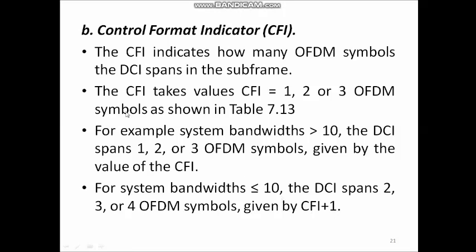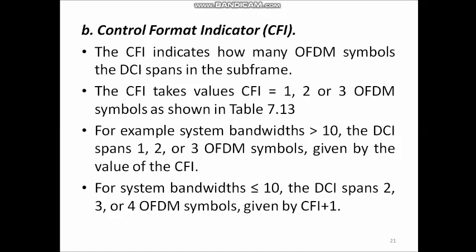Okay, next let us see what are the different modulation schemes and coding methods that are used for CFI, or control format indicator. This CFI indicates how many OFDM symbols the DCI spans in the subframe. That means it is an indicator which tells us how many OFDM symbols are used for carrying the physical downlink control channel at each subframe, because DCI is mapped to PDCCH. Therefore, CFI indicates how many OFDM symbols are required for carrying PDCCH at each subframe, and this CFI takes values of 1, 2, 3 OFDM symbols.